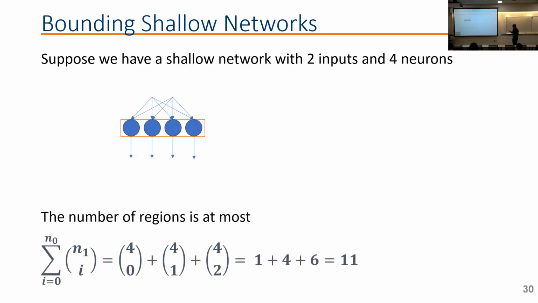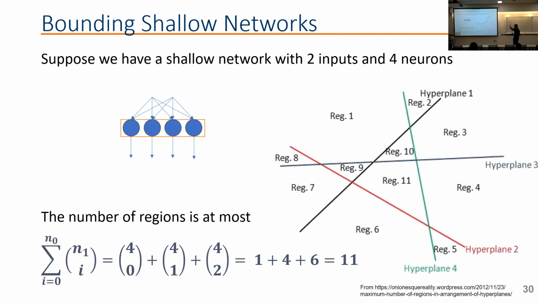And the answer to that is that the maximum that we can do is 11. So, if you think about the bound that I mentioned before, where we can have a region to the left or to the right of every line, that would be 2 to the power of 4, which is 16. But in a 2-dimensional space, there is no way we can draw 4 lines and get 16 regions. So the best that we're going to get is 11.